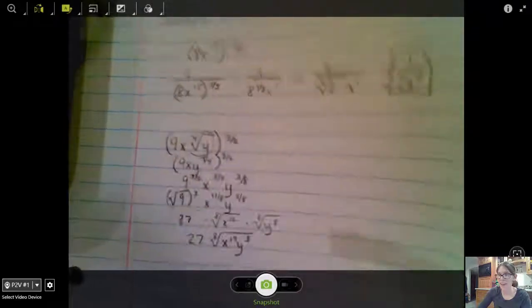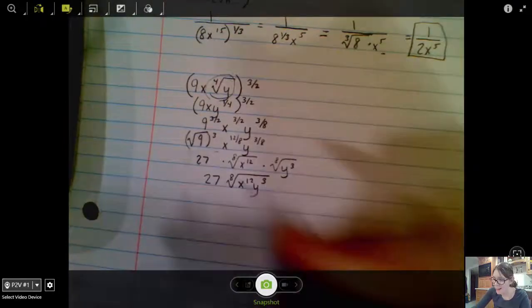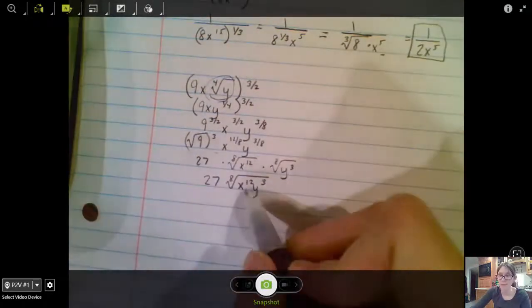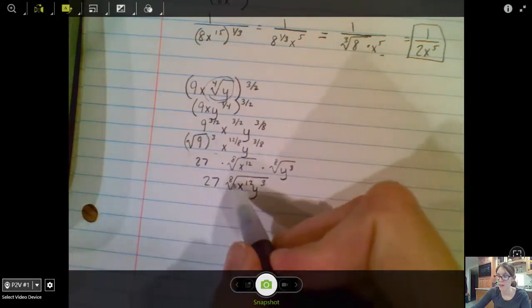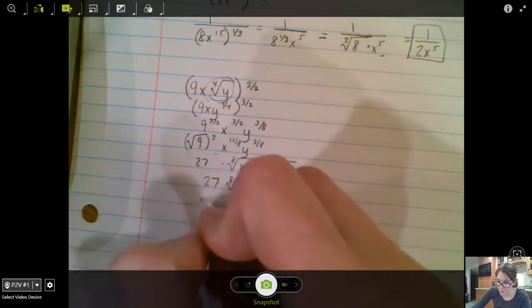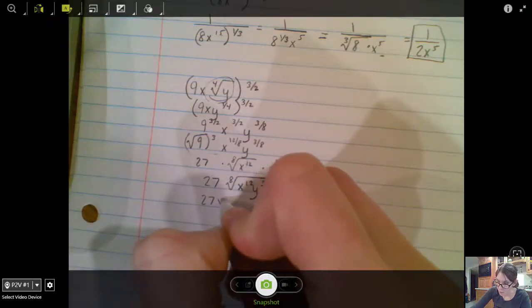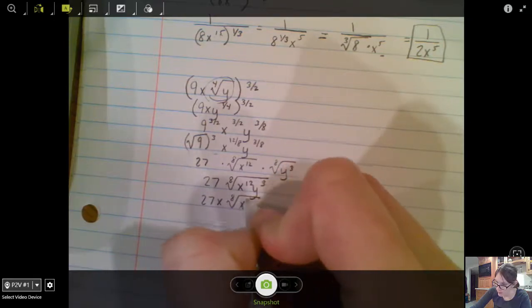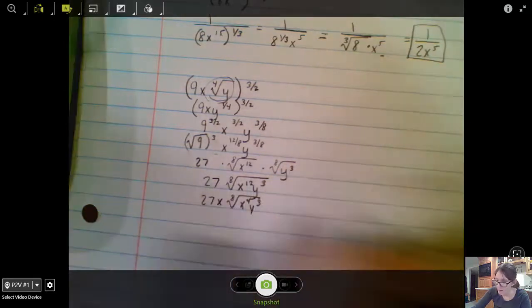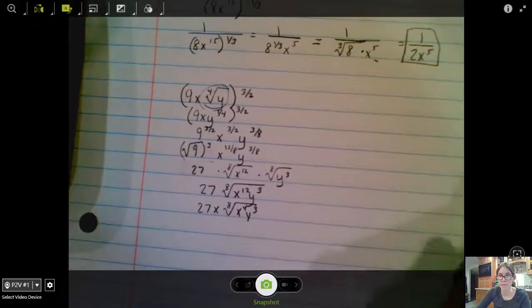And hopefully you're noticing, Mrs. Bishop, you actually can do something else. I have an x to the 12th underneath an 8th root. I can pull that out. You can pull an x out and have an x to the 4th underneath still. X to the 4th, y to the 3rd.